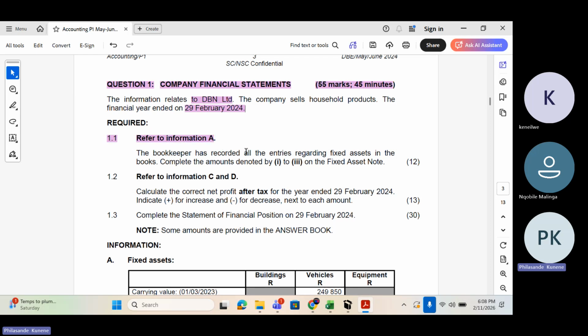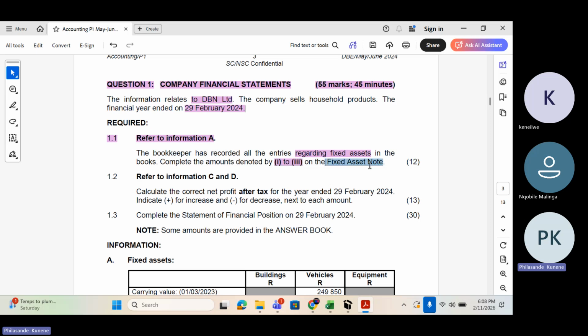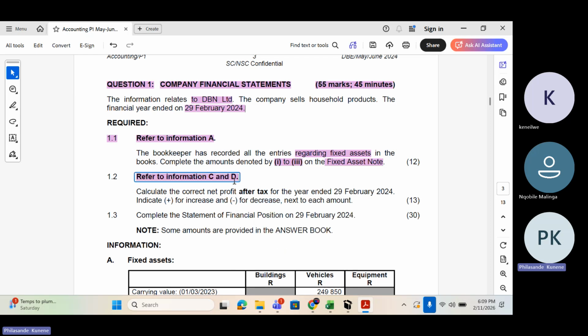The bookkeeper has recorded all entries regarding the fixed assets in the books. Complete the amounts denoted by Roman figure 1 to Roman figure 3 on the fixed asset note. So that's the only thing that we need to do for 1.1, and we're going to refer to information number A. Then 1.2, we're going to refer to information C and D.